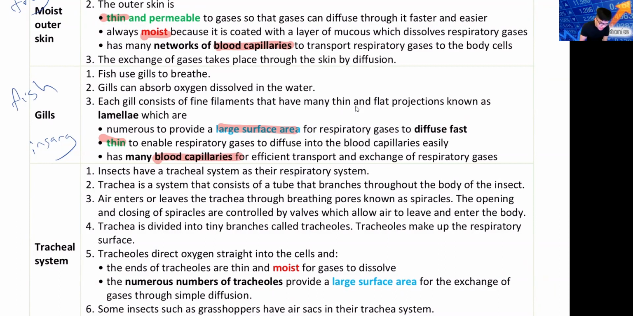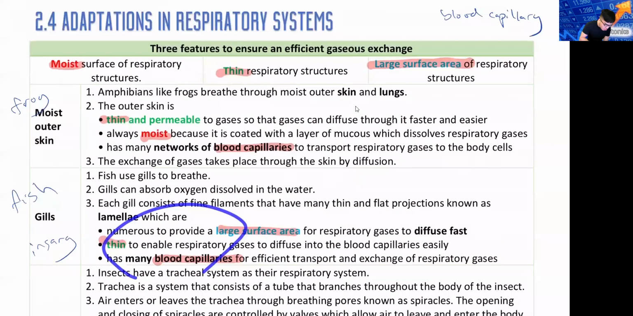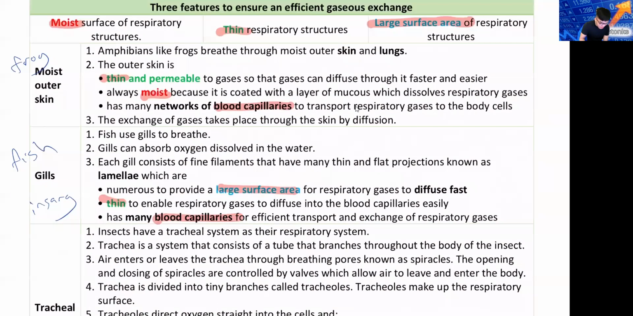All right, so you might say, sir, why is there only 3? Why is there no moist? I mean, you can write moist here, because gills are already moist. Fishes are already moist. Hello, they are in water. How can they not be moist? They are wet, in fact. Okay, so there are 4 characteristics here also. If you want to add moist here, same as here. If you want to add surface area here, can also.